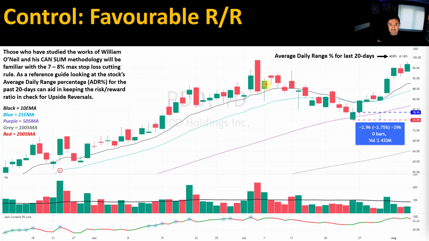So we have PDD here. This is the first pullback to the 50-day. And what do you notice? What bar is this? It's a gap down reversal bar. Prior close here, gaps down underneath the 50 SMA, and then recovers.